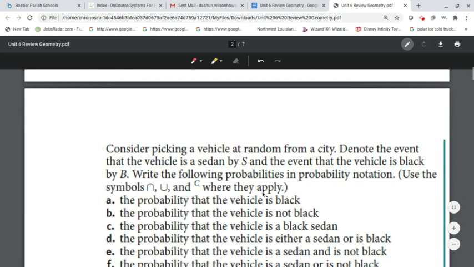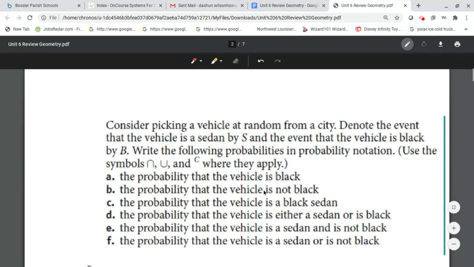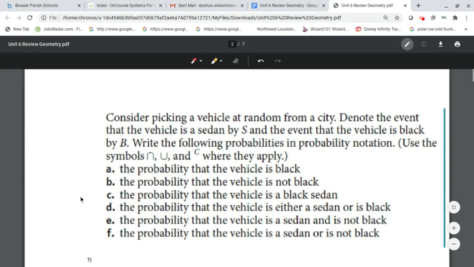All right, number 6. Write all of these in probability notation. We're going to use intersect, union, and complement. All right, intersect means and, union is or, and complement is not. So the first one, the probability of being black, that is just a single event. So just write the probability of B. The next one, the probability of not being black. So we'll do the probability of B complement. All right, that little C means not.